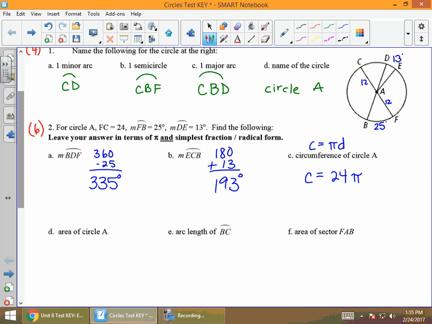The area of a circle is pi times radius squared. Well, if the radius is 12, then the area is 12 squared, which is 144 pi.